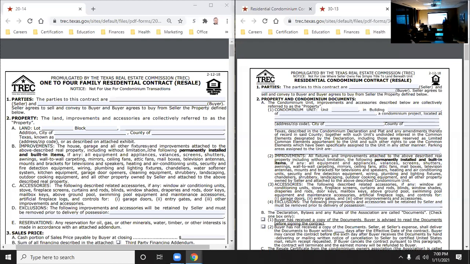The key thing on this situation is, I've had this happen before. An agent completes the entire condominium contract, completes the whole thing, ships it over to the other agent. The other agent says, no, no, no. We actually had this happen not too long ago. You cannot use that form. Why? Because the seller owns the land.